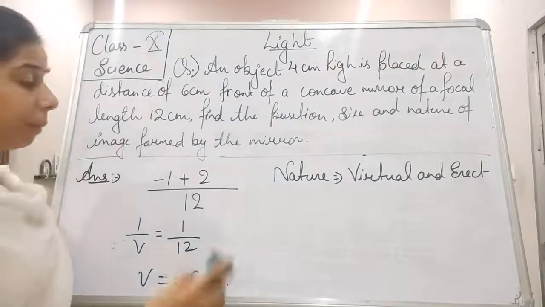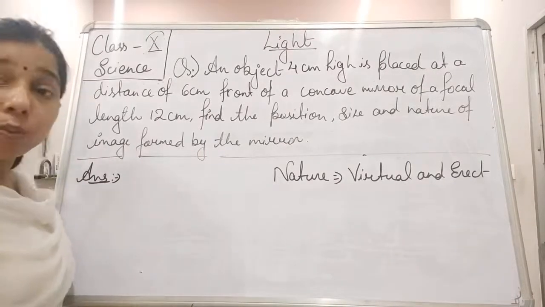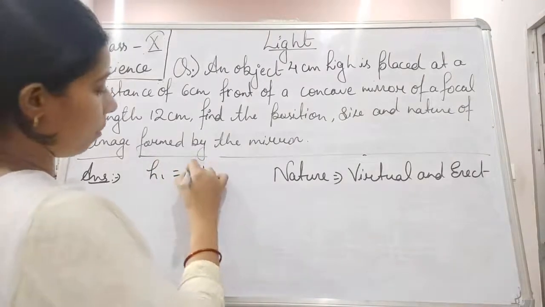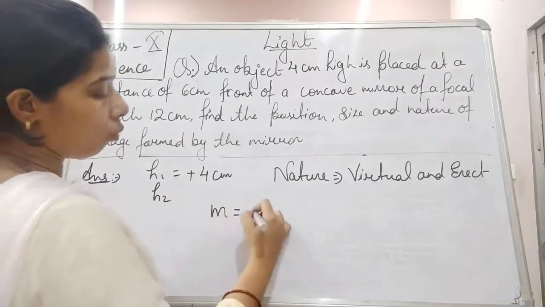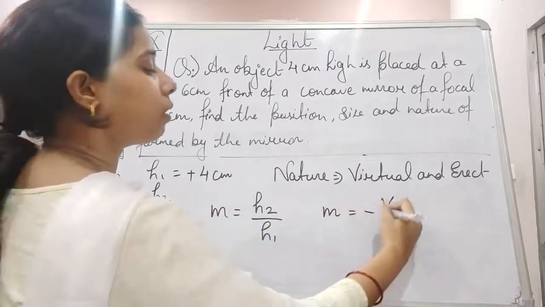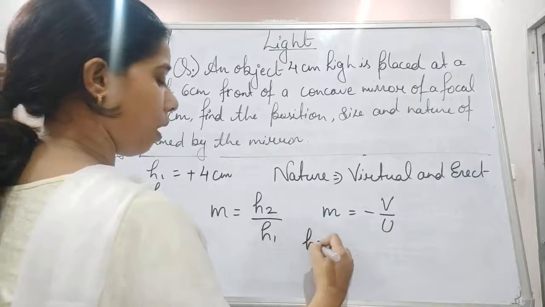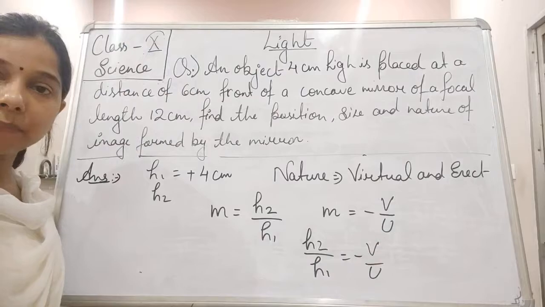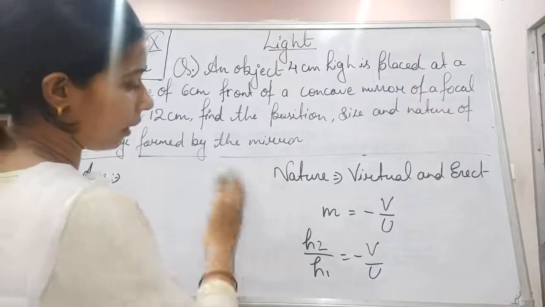Now let us see what will be the size of the image. How can we find the size? What are the things which are given here, student? H1 is given, that is equal to plus 4 centimeter. We have to find H2, and we know the formula M is equal to H2 upon H1, and we also know the formula M is equal to minus V upon U. Simply equating the equations with each other, we will get H2 upon H1 is equal to minus V upon U. Now putting the values, what will we get?